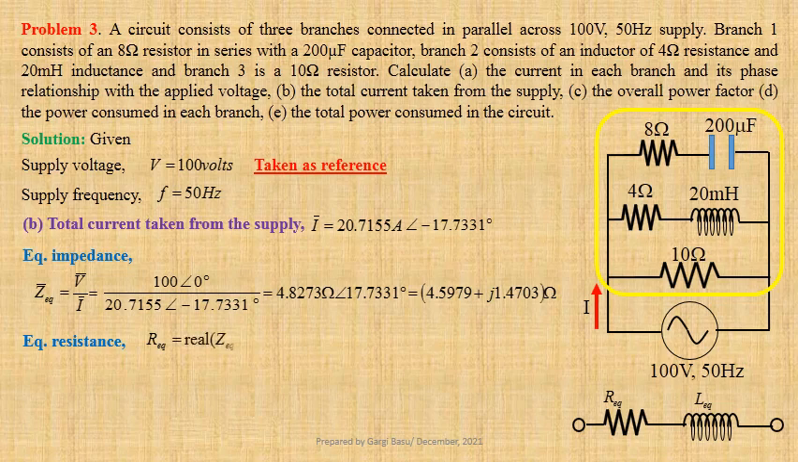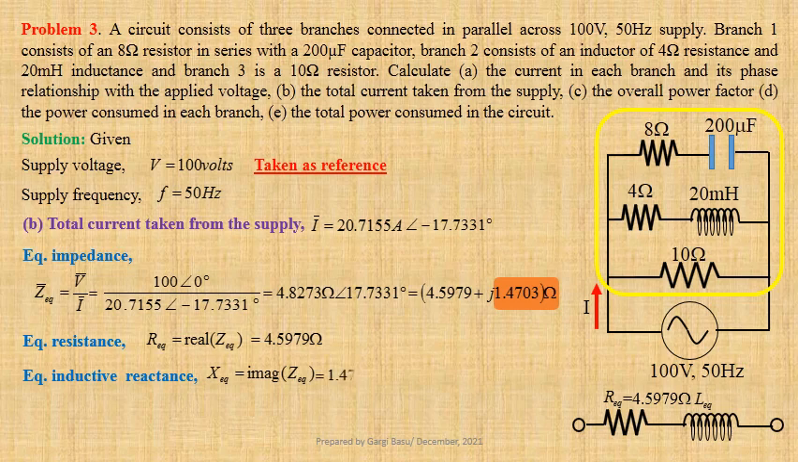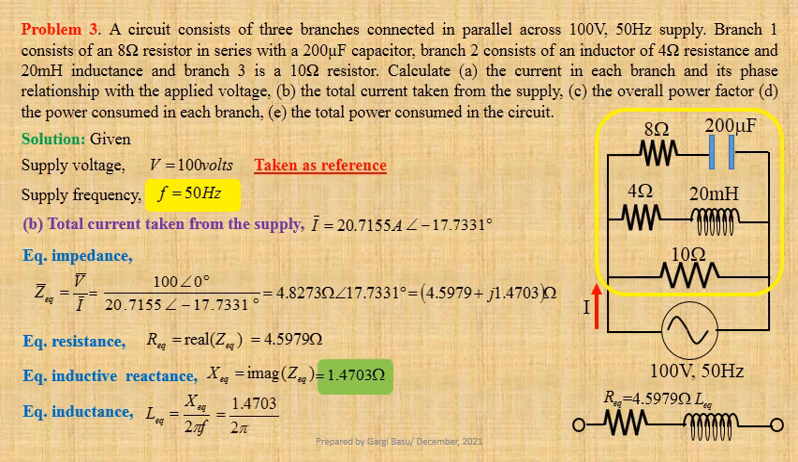Therefore, this entire circuit may be replaced by a simple series RL circuit where equivalent resistance Req equals real part of Zeq, that is equal to 4.5979 ohm, and equivalent inductive reactance Xeq equals imaginary part of Zeq, that is equal to 1.4703 ohm. Let us now determine equivalent inductance. Leq equals Xeq divided by 2 pi f. Using values we get 1.4703 divided by 2 pi into 50. That gives us 0.00468 henry or 4.68 milli henry.